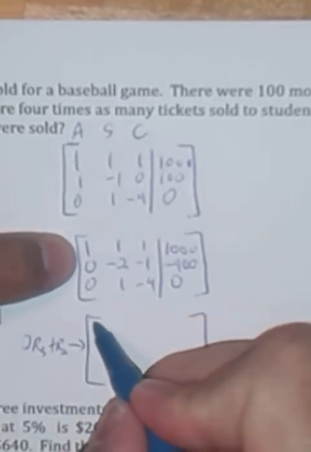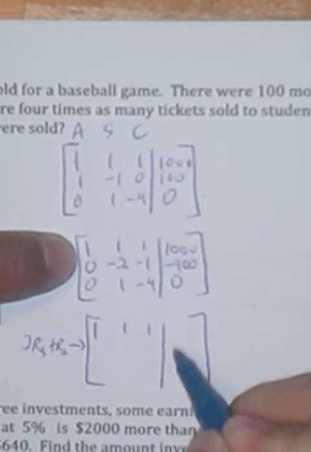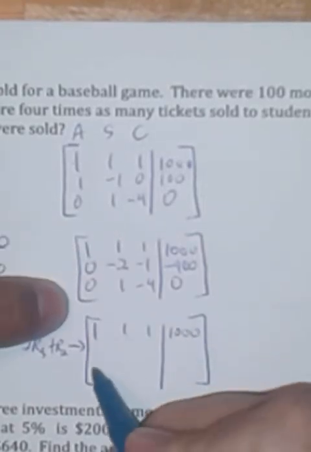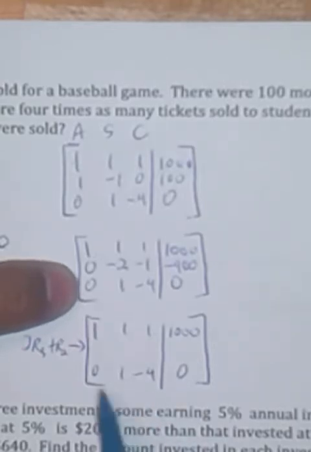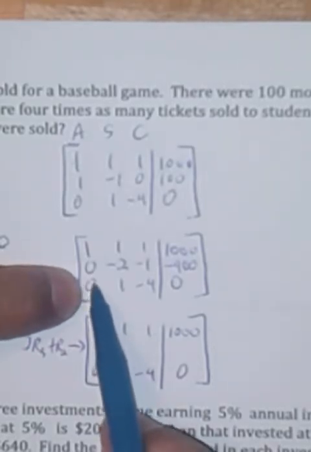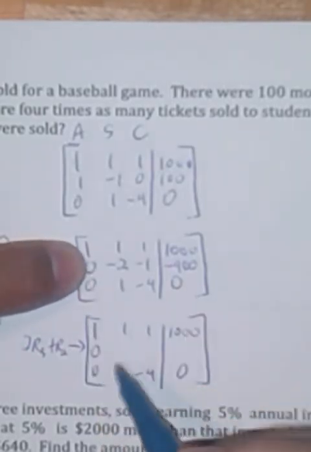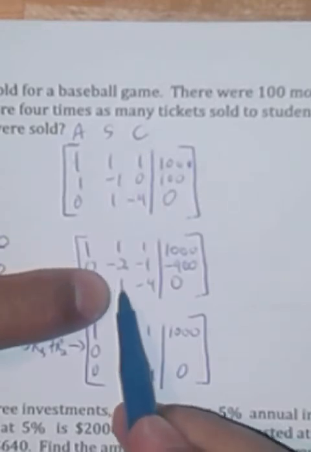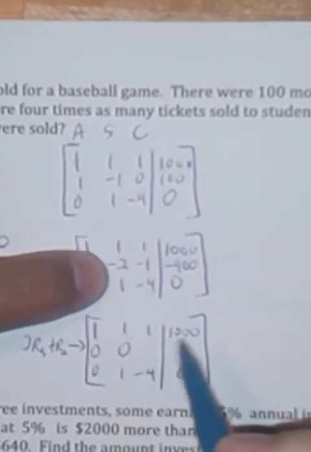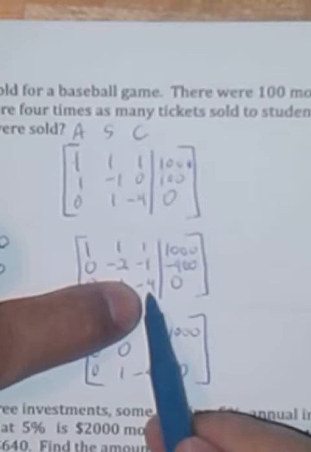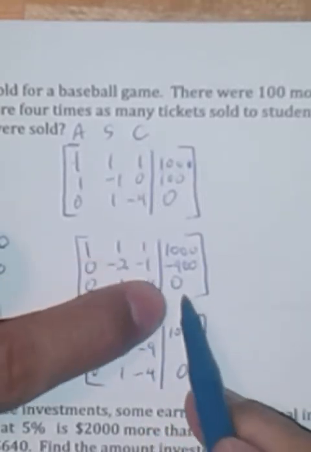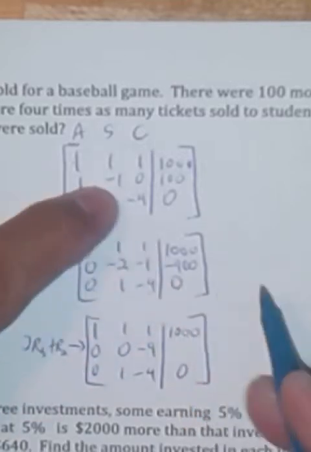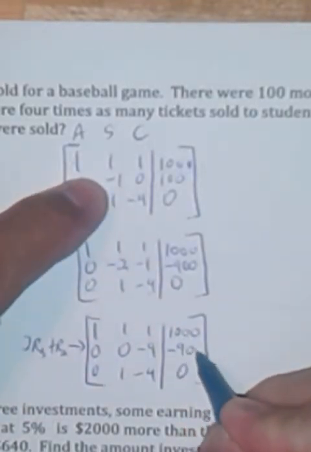All right, what's going to happen to row 1? Nothing. What's going to happen to row 3? Nothing. What's going to happen to row 2? Well, 2 of these plus that one is 0. 2 of these, that's 2 plus that one is 0. And 2 of these, that's negative 8 plus that one is negative 9. And 2 of these plus that one, that's negative 900.